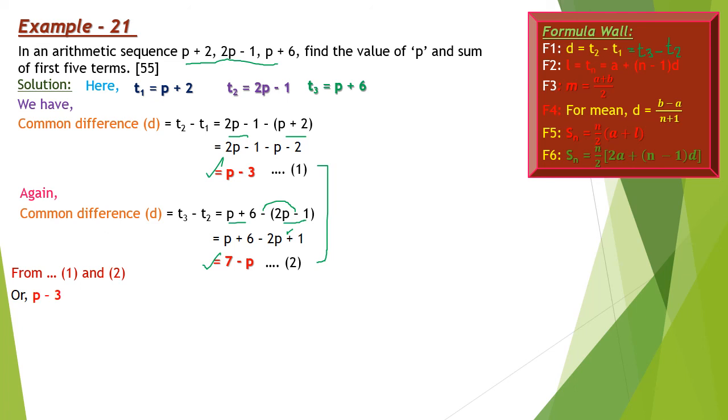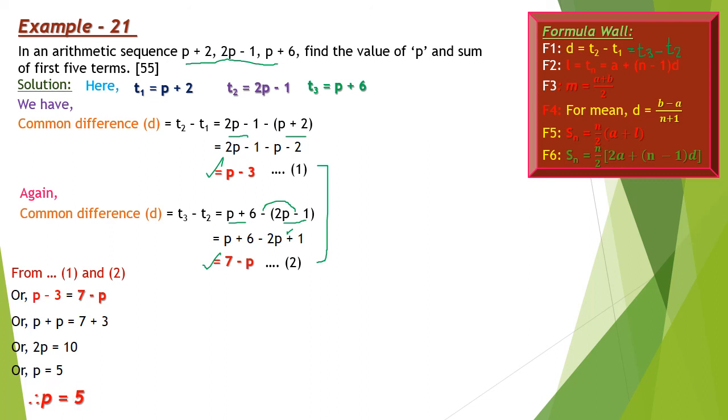p minus 3 equal to 7 minus p, or p plus p equal to 7 plus 3, sorry, 2p equal to 10. p is equal to 5. Therefore p is equal to 5.